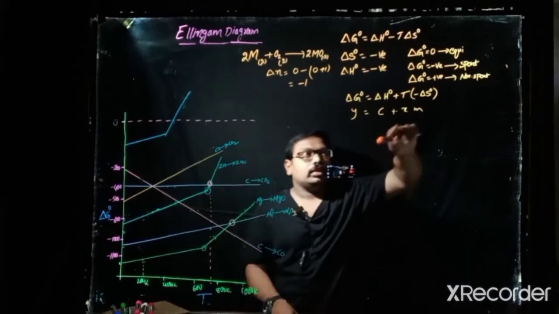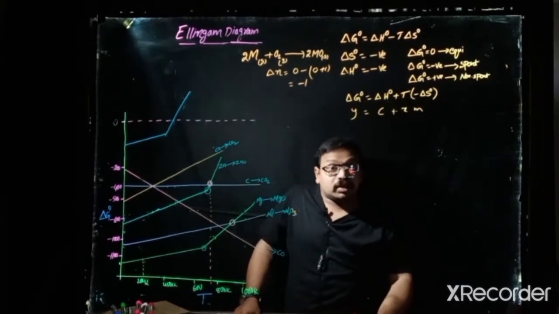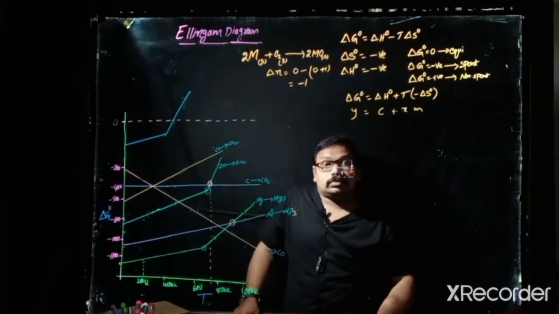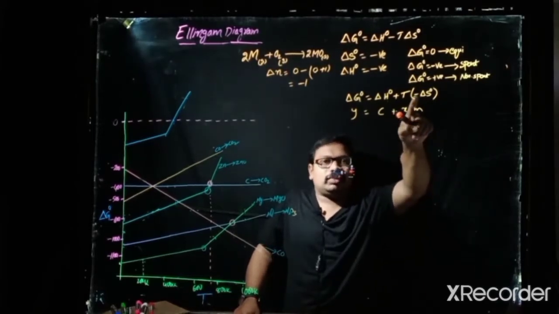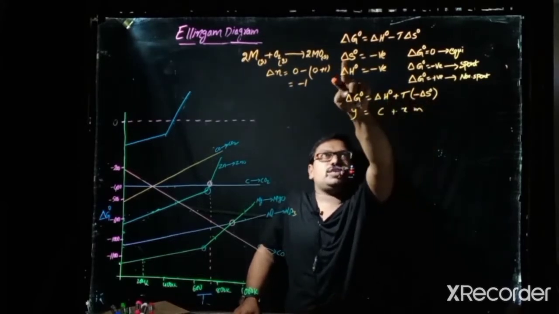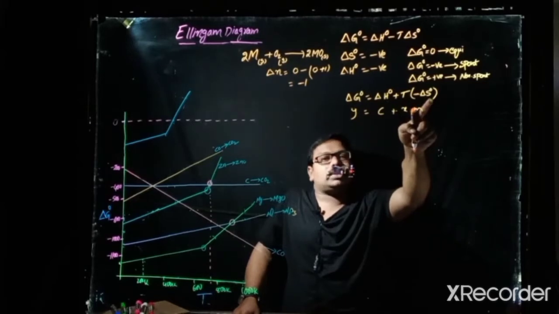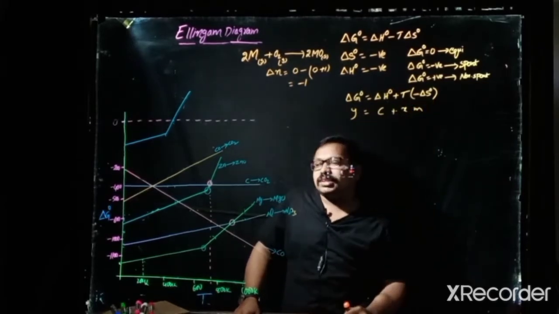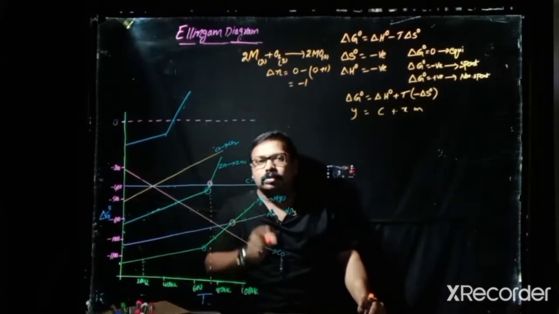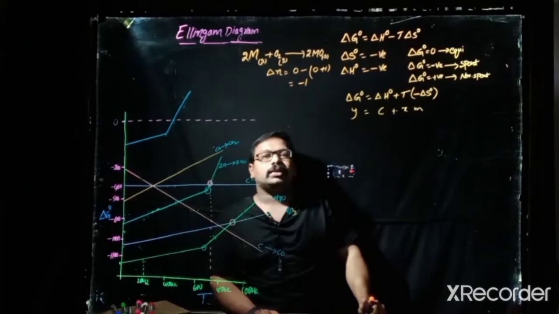So why are we getting this type of positive slopes instead of negative slopes? Already a minus is there, this is minus. So the change in entropy value will be taken as minus into minus, and we are getting positive. So that is the reason why we are getting positive slope values here. Remember that point.